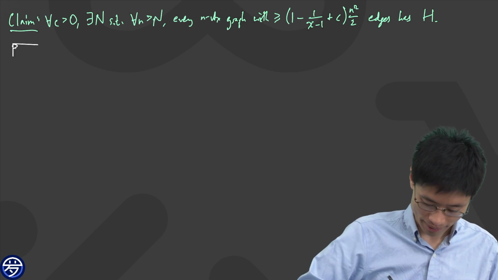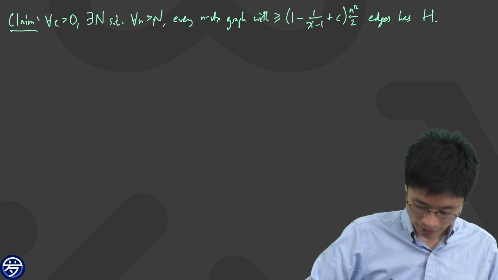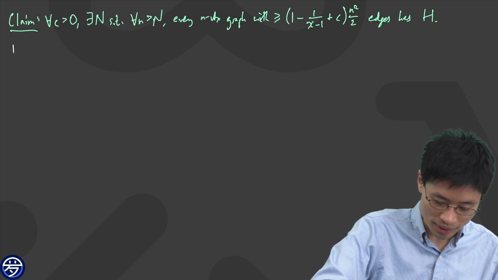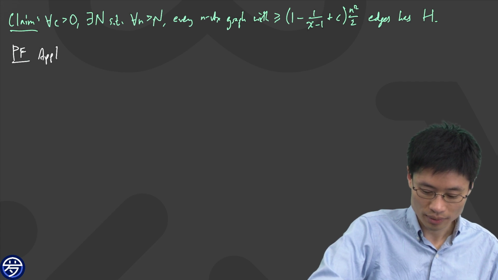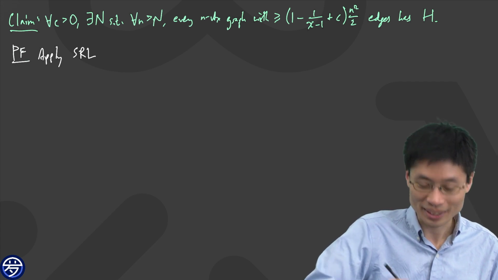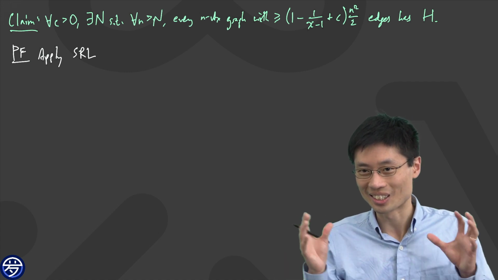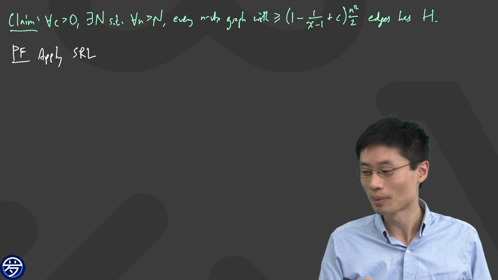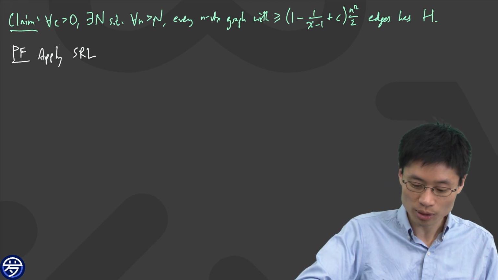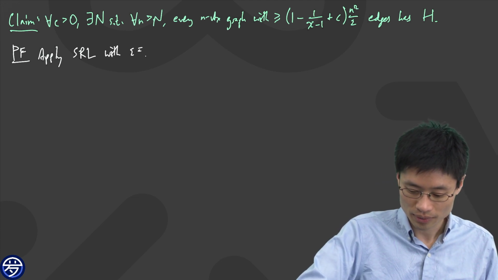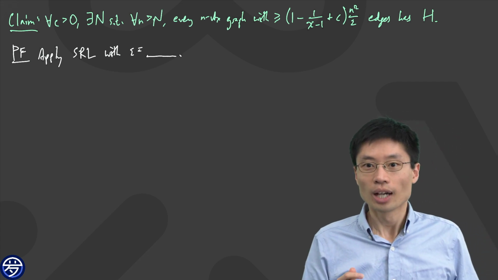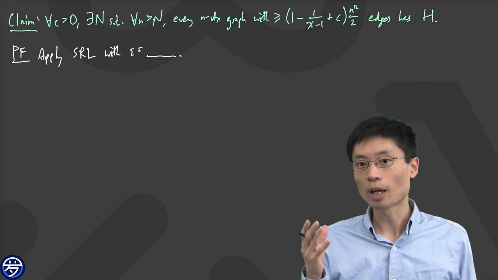Proof. I still need to figure out exactly what causes the pen to sometimes do that, but let's do this. Proof. So we'll call it SRL because that will help save me from writing these long words all the time. Apply Szemerédi regularity lemma with epsilon equal to something. And we don't know what it is yet. We will decide.